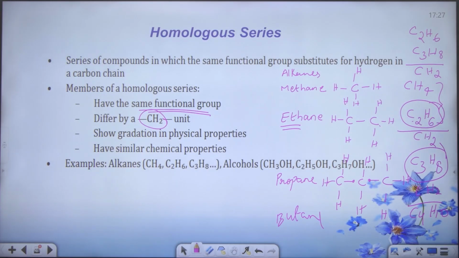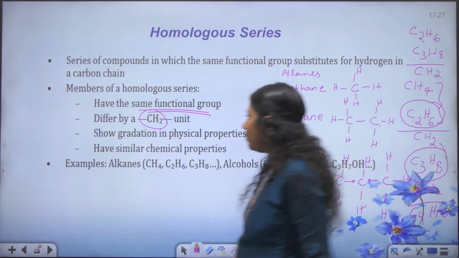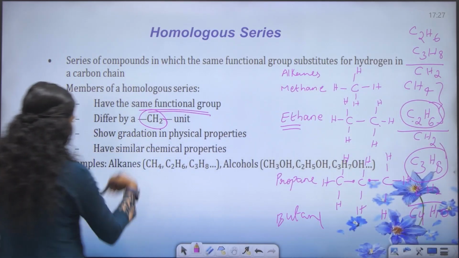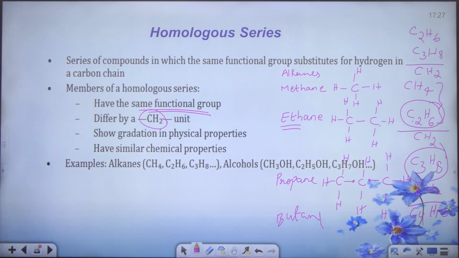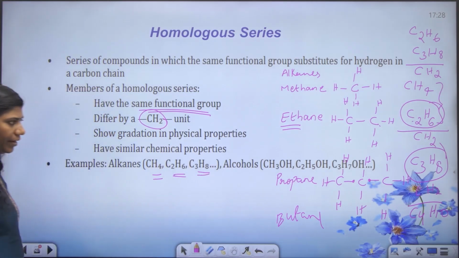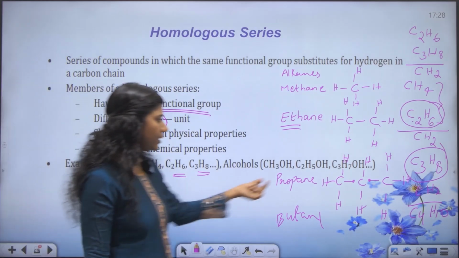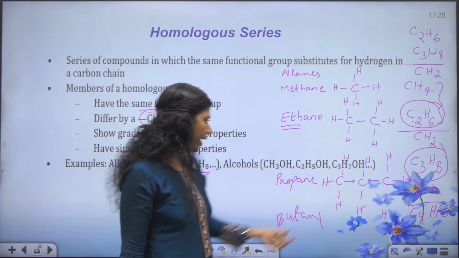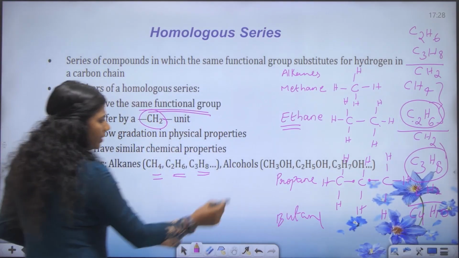Alkynes. These are examples of a homologous series. They show gradation in physical properties, and they have similar chemical properties. For example, almost all alkanes show similar chemical properties. Example, alkanes: CH4 methane, C2H6 ethane, C3H8 propane, and C4H10 butane, etc. And the alcohol series: CH3OH, C2H5OH, C3H7OH.